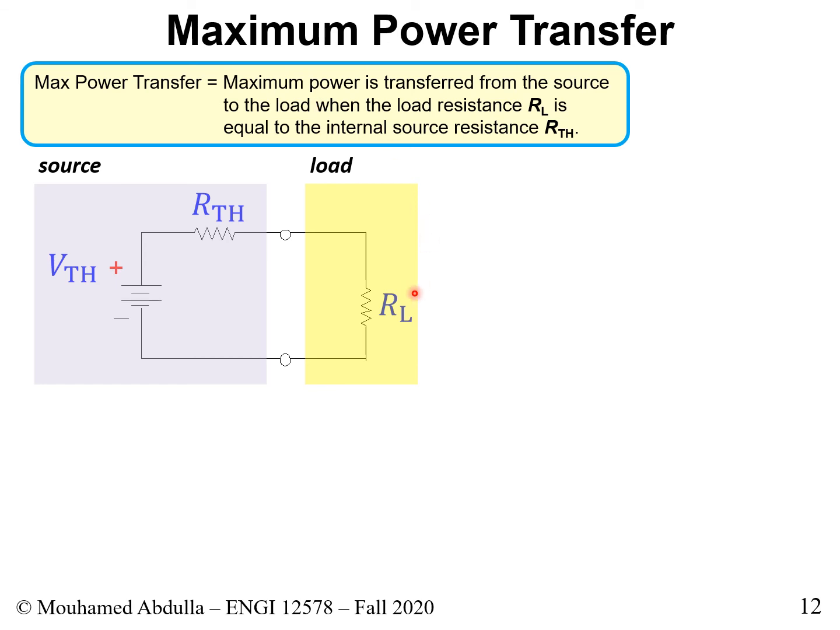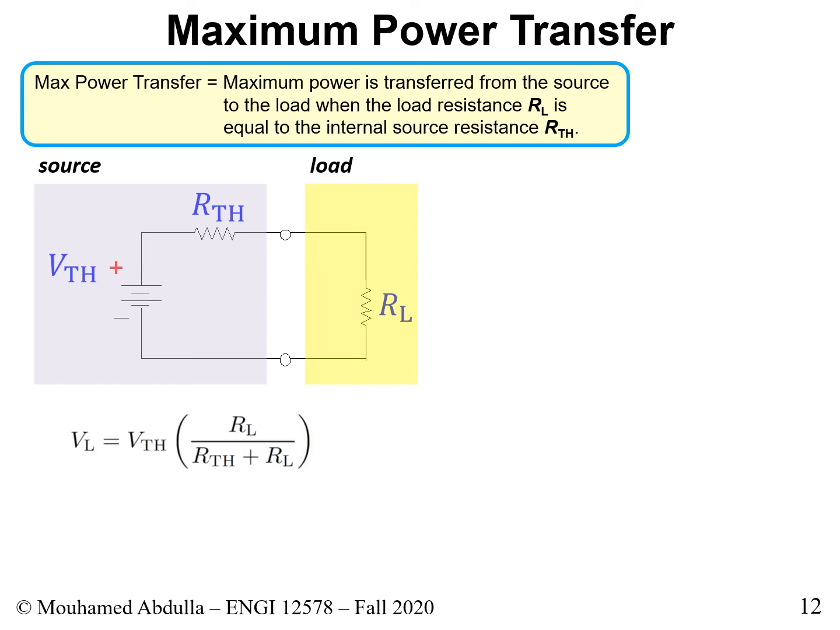And we want to know when this can happen. If you go from the definition, this is true when the load resistance is equal to the internal resistance of your source. So if RL equals RTH, you will get the maximum power at the load. That's basically the key thing that we want you to capture from this slide. Now we'll explain why this is true.